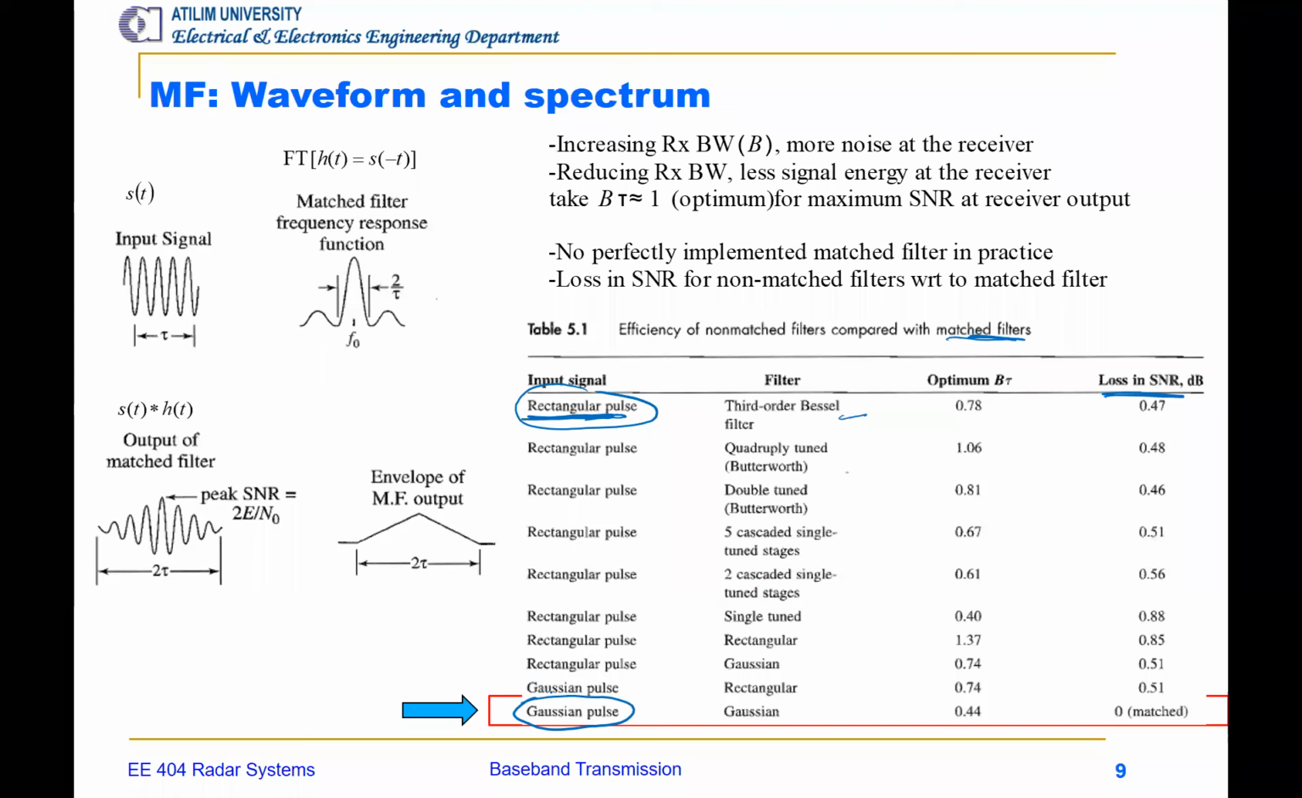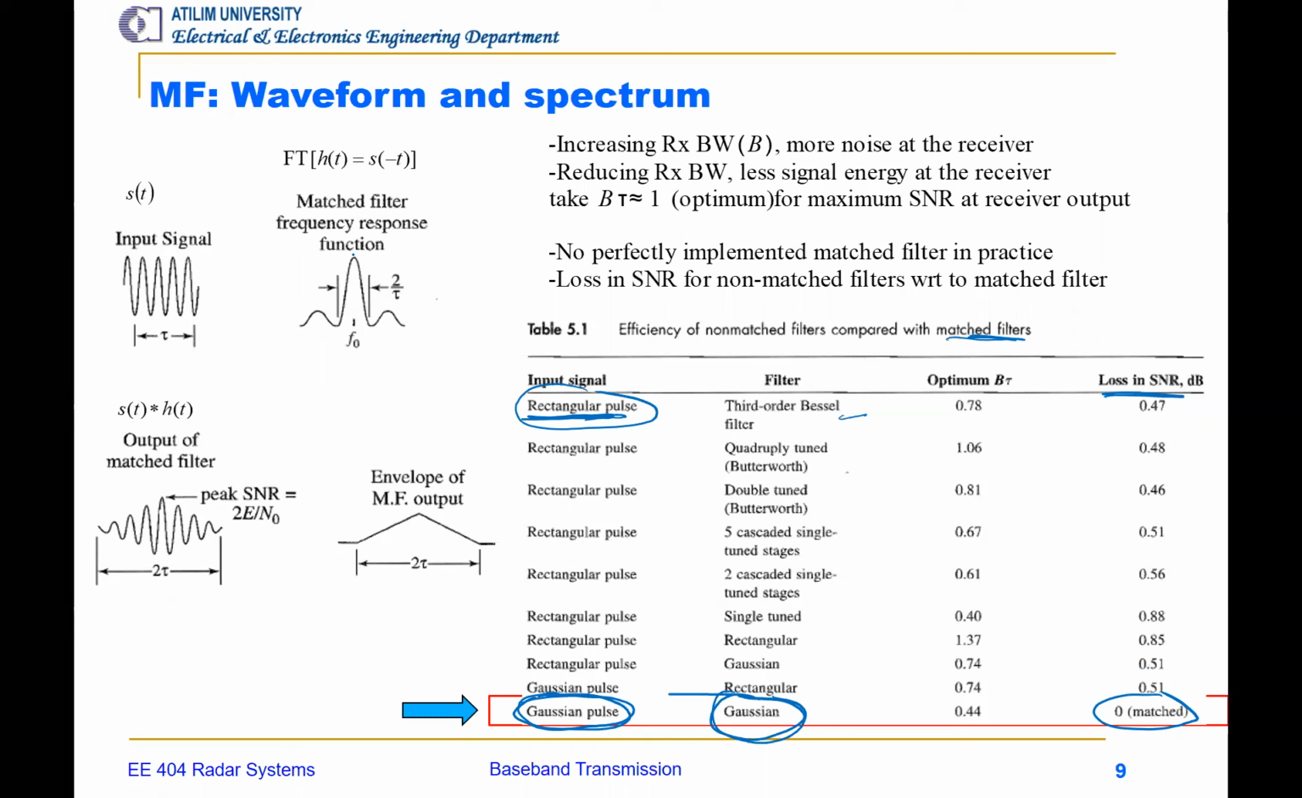As you see, once the signal is Gaussian, its match filter will be Gaussian too. This is good, which means that there is no loss in SNR. So that's simply matched filter. On the left-hand side, you see how we implement match filter. We have already shown this in previous slides.